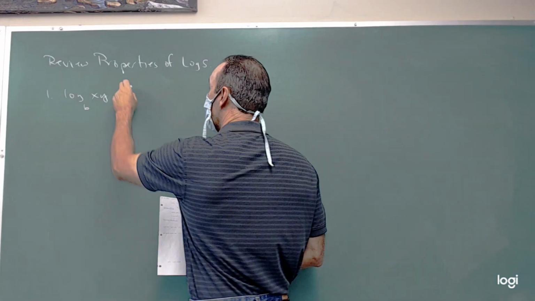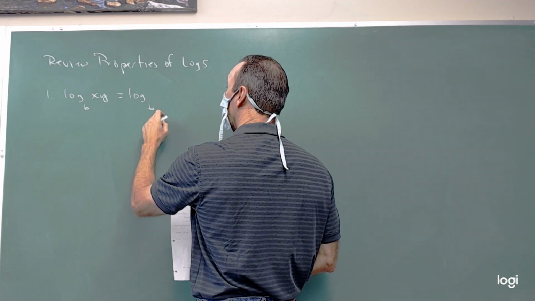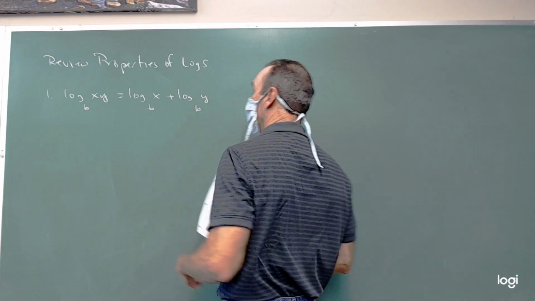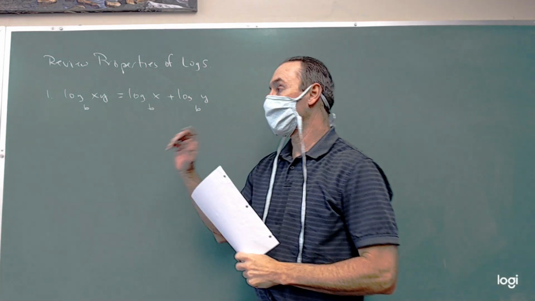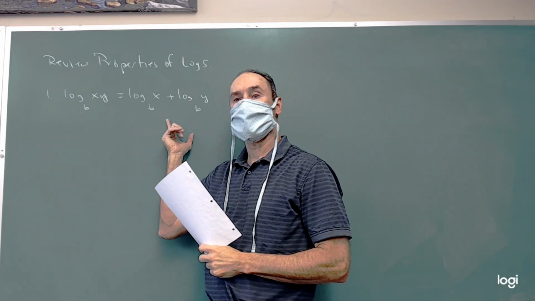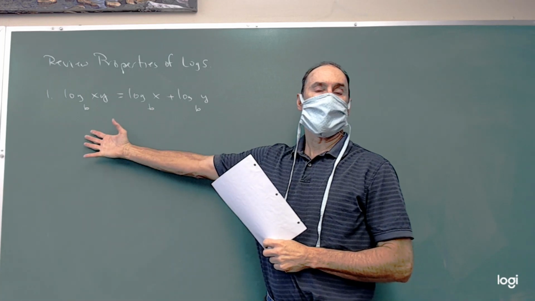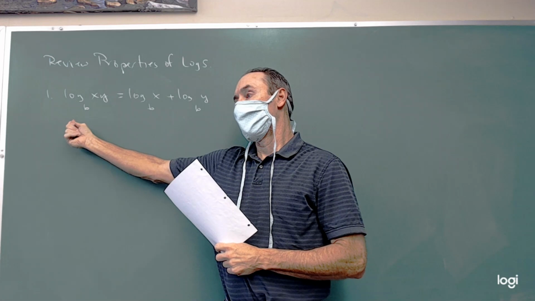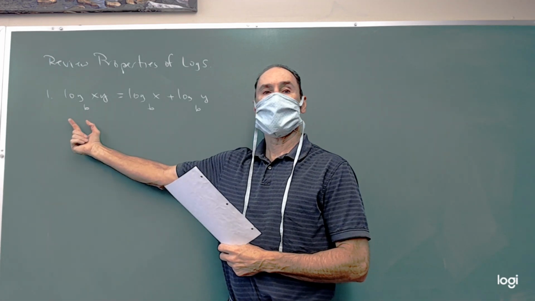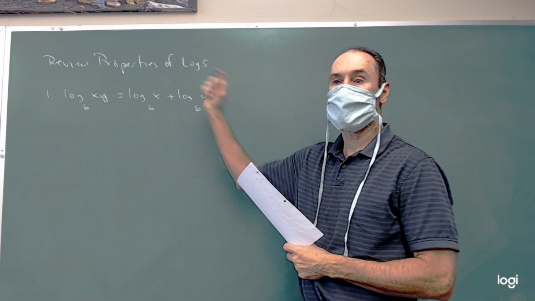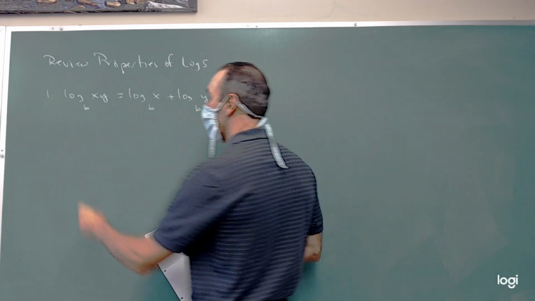Log base b of x plus log base b of y. Good. And we'll do this both ways. So when we take a single logarithm and break it up into multiple logarithms, we're going to call that expanding. And when we take multiple logarithms and make them more compact into a single one, we're going to call that condensing. So expanding is going from left to right, condensing is going from right to left.